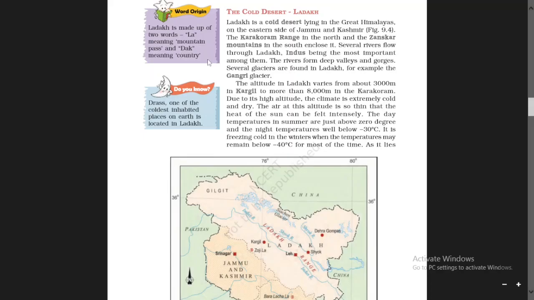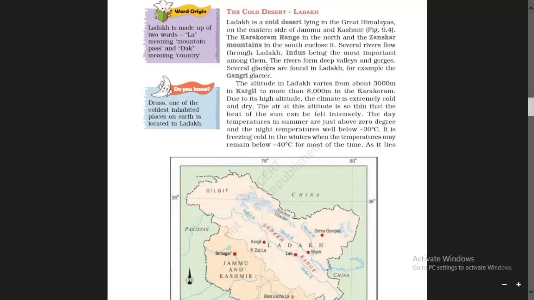Several rivers flow through Ladakh, Indus being the most important among them. So many rivers flow through Ladakh, and among them Indus is the most important river. The rivers here flow through deep valleys and gorges.